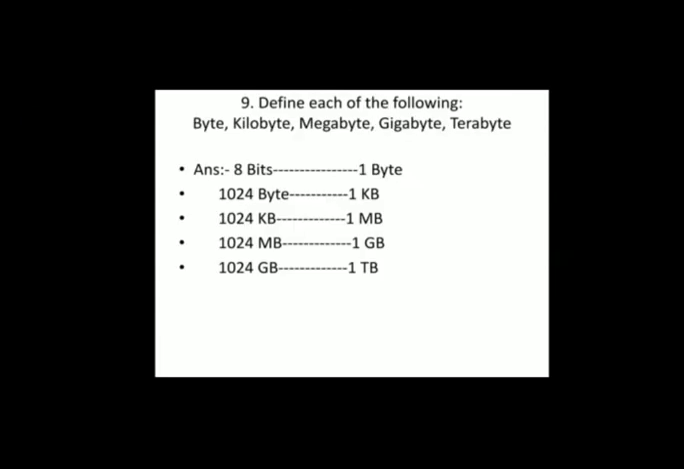Now question number 9. Define each of the following: byte, kilobyte, megabyte, gigabyte, terabyte. Answer is 8 bits is called 1 byte, 1024 bytes is called 1 KB, 1024 KB is called 1 MB, 1024 MB is called 1 GB, 1024 GB is called 1 TB.